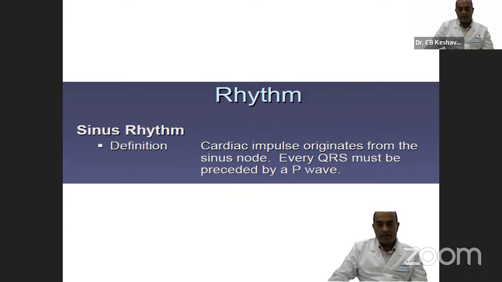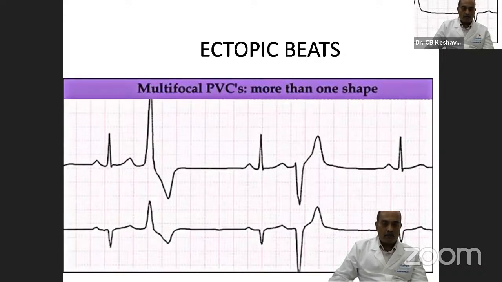So rhythm: in sinus rhythm, the cardiac impulse originates from the sinus node. Every QRS must be preceded by a P wave. So P and the QRS are married to each other, so they continuously and consistently come with the same morphology. The P wave and QRS should come at the same interval. They should have the same morphology for us to say that they are related to each other. So what do we mean by that?